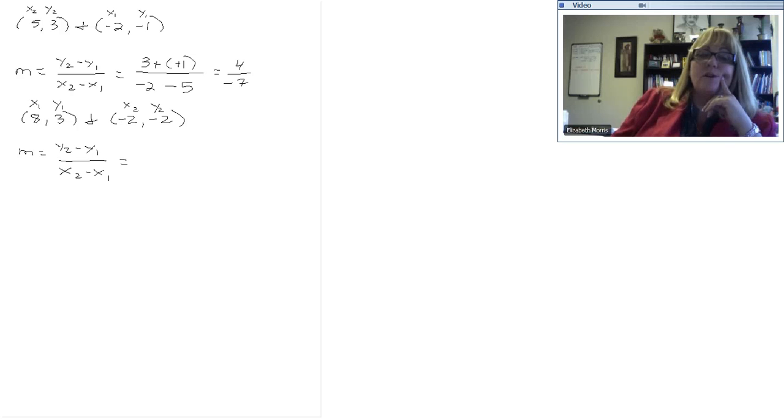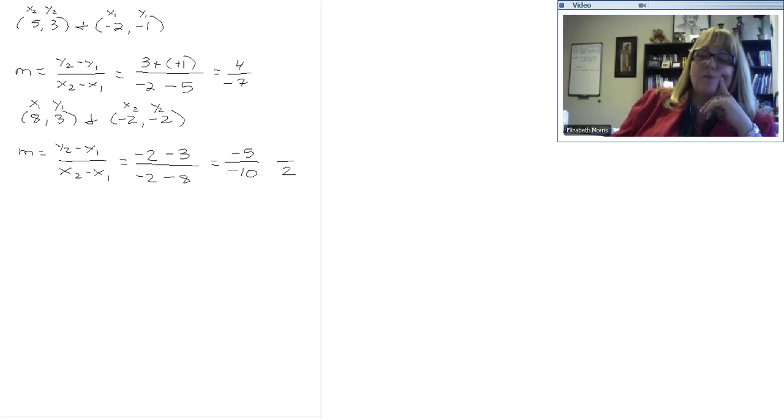y2 minus y1 over x2 minus x1. Negative 2 minus 3 gives you negative 5. And negative 2 minus negative 8 gives you negative 10. And what do you know, if you have two negatives, it makes a positive. And 5/10 reduces down to 1/2.